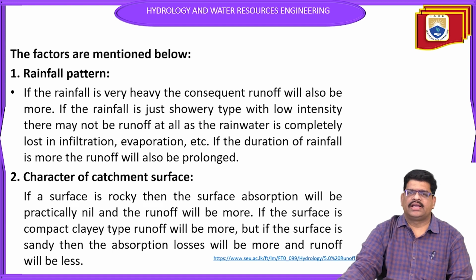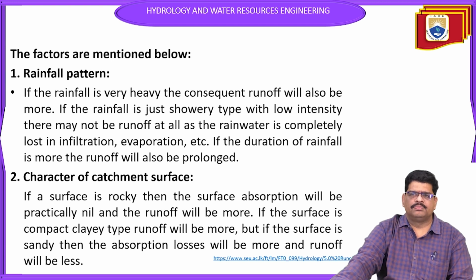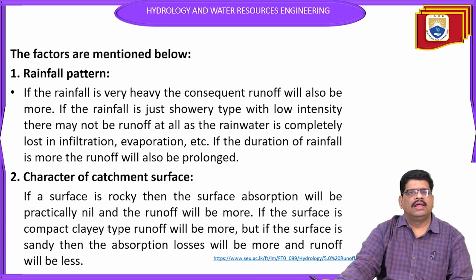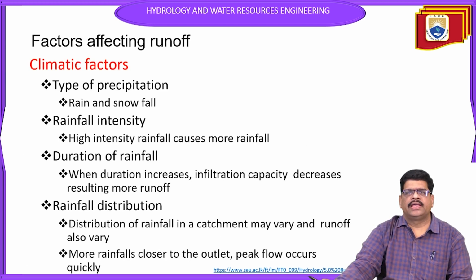What are the characters of the catchment surfaces? If the surface is rocky, with little absorption, the runoff will be more. If the surface is impervious and clay, the runoff will be more. But on a permeable surface, the absorption losses will be more and the runoff less. So next, the factors affecting runoff, very important, the climatic factors.